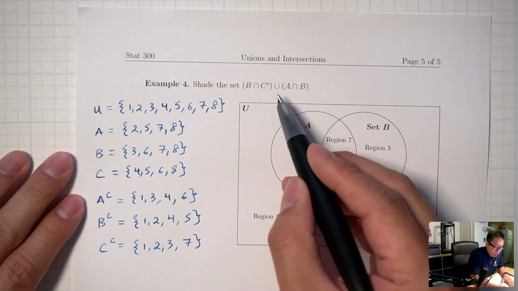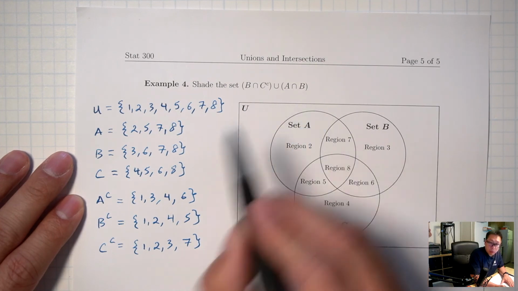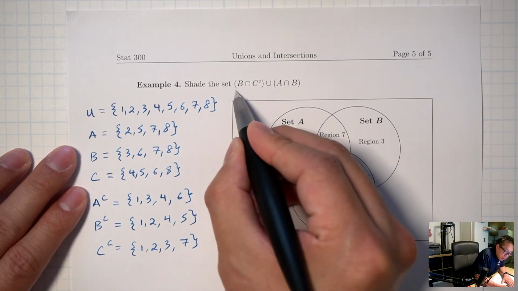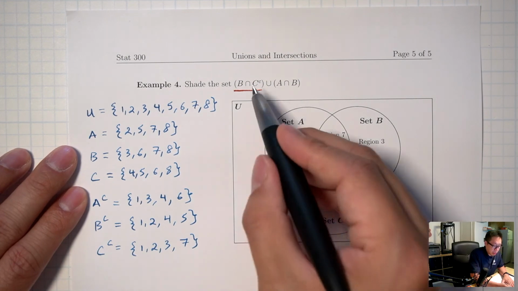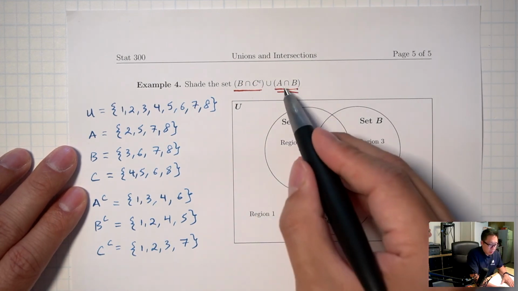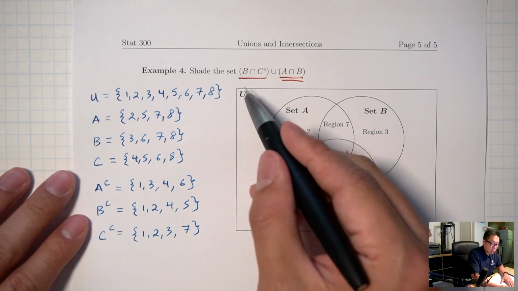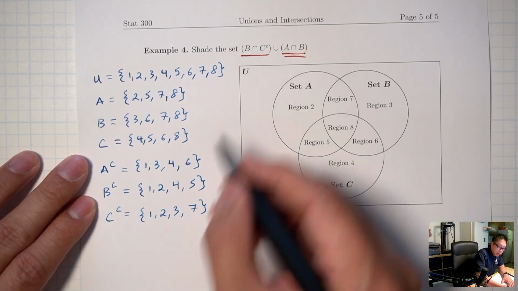So this is asking for the union of the left thing together with the right thing. Okay, so the left thing is B intersect C complement. The right thing is A intersect B. Okay, so next step here is I'm going to build the left one and then also build the right one. So the left set is B intersect C complement.